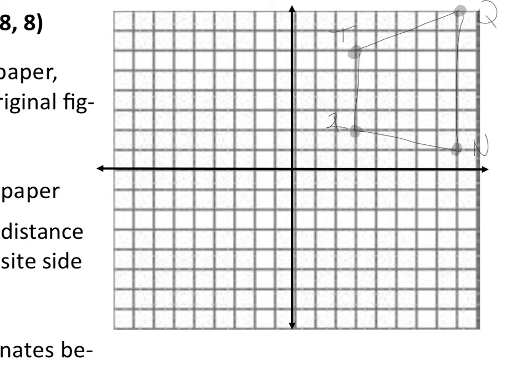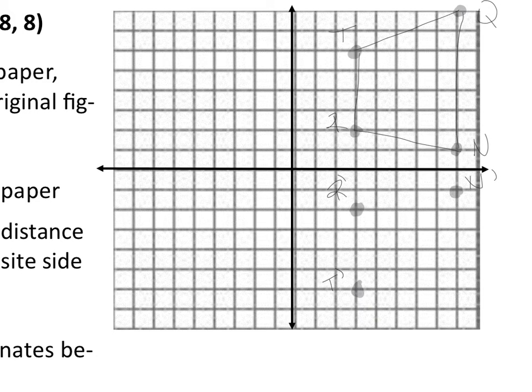Now, if you used the patty paper before when you flipped it, you're more than welcome to use it again. However, the other way you can do it is to just count. Point R is 2 spaces away from the x-axis, so R prime is going to be 2 spaces away from the x-axis, but this time we're going to go down. T is located 6 spaces above the x-axis, so T prime is going to be 6 spaces below the x-axis. N is located 1 spot away from the x-axis. N prime will be 1 space below the x-axis.